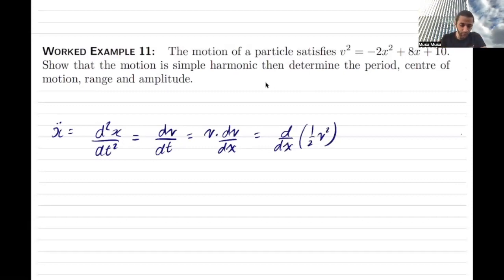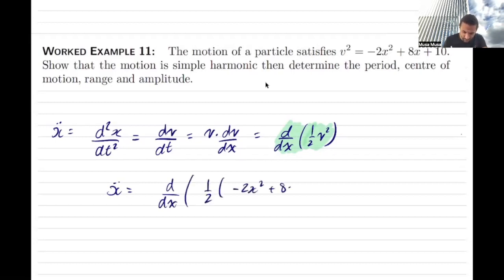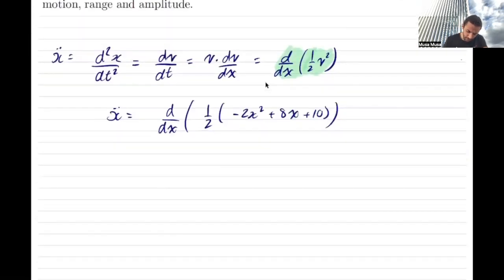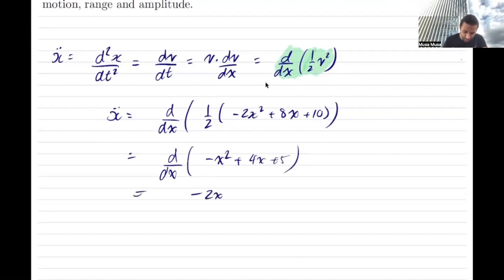Perfect. Well, we've been given a v squared equation. So if we've been given a v squared equation, it seems like if I just take half of that equation, and then differentiate it with respect to x, then I can get acceleration. So we're going to say x double dot equals d dx of a half of minus 2x squared plus 8x plus 10. And let's just expand the inside. It's minus x squared plus 4x plus 5. And then differentiating this, we get minus 2x plus 4.